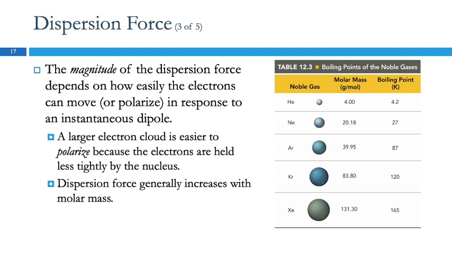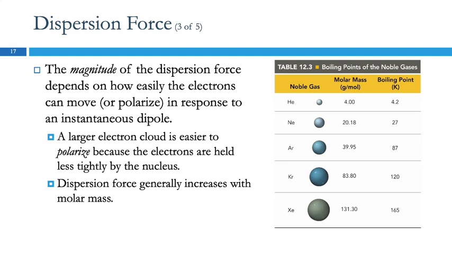So in a large electron cloud, the electrons are further away from the nucleus, and I kind of think of it as like Santa Claus's belly, a bowl full of jelly, and it's just all floppy and flabby, right? And so it can get lopsided more easily than a small atom where the electrons are really close and tight, okay? So the bigger the atom or molecule is, the more easily the electron cloud can be polarized. And so we see that the dispersion force generally increases with molar mass.